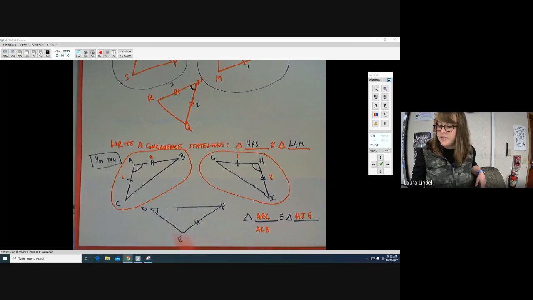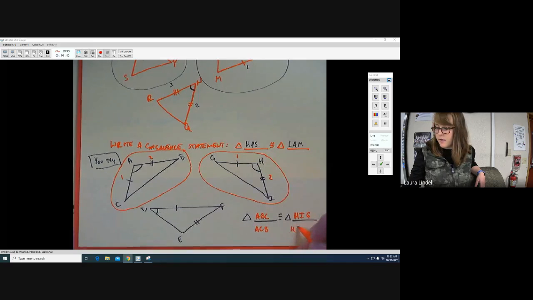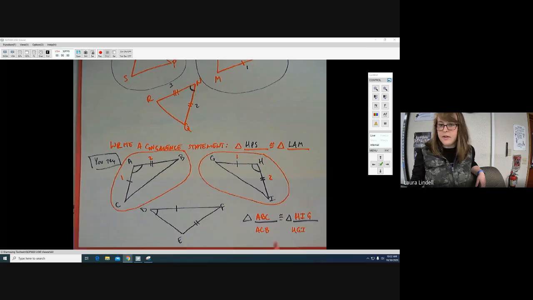Or if you did ACB, that means you went along 1 first to C. So from H, you would go to G, and then to I. So either of these ways of writing it is fine. There's lots of other ways that you could write it as well. So if you wrote it a different way, it's not necessarily wrong. If you want to check it, feel free to type it in the chat and ask.